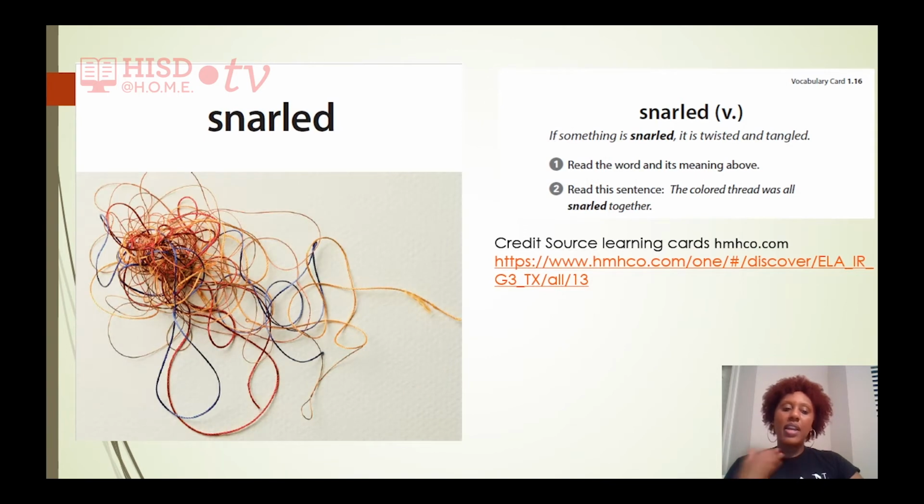And our last word is snarled. If something is snarled, it is twisted and tangled. The colored thread was all snarled together.